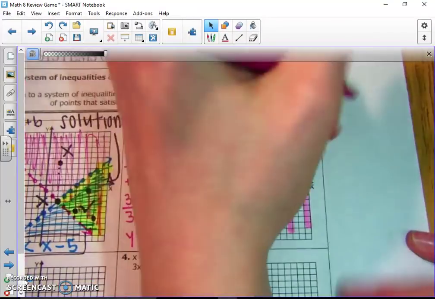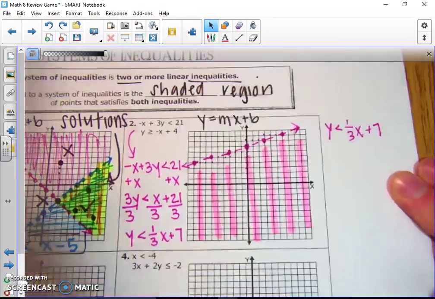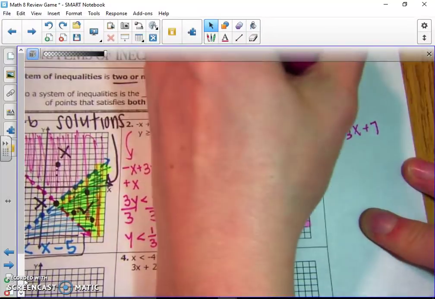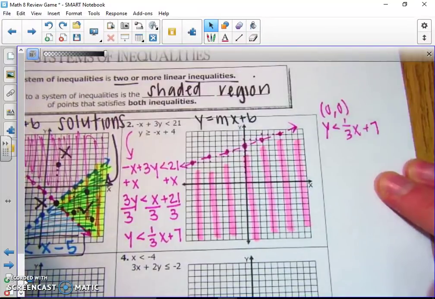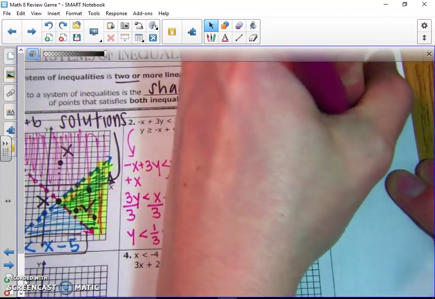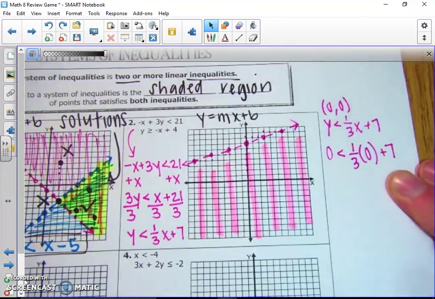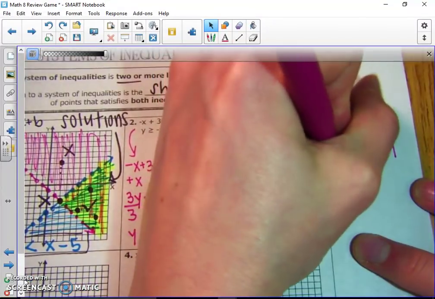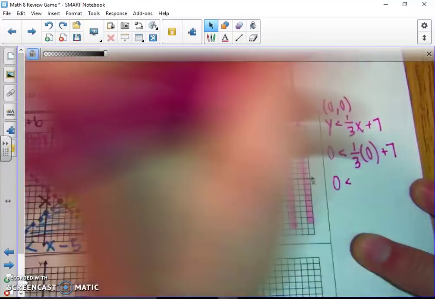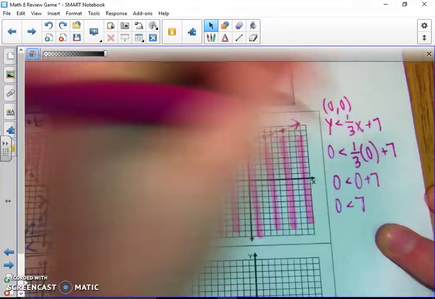Let's see. I'm starting with y is less than 1/3 x plus 7. If I test 0, 0, I plug in 0 for x, 0 for y. So let's see if this is true. 0 is less than 1/3 times 0 plus 7. Well, let's see if that's true. That's 0 is less than 1/3 times 0 is just 0, plus 7. 0 is less than 7.